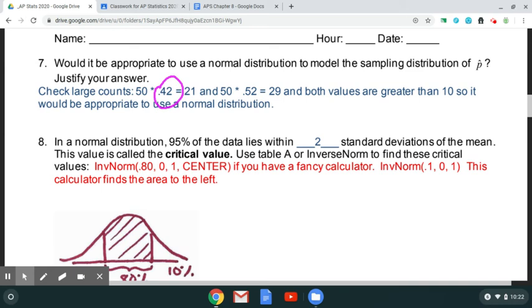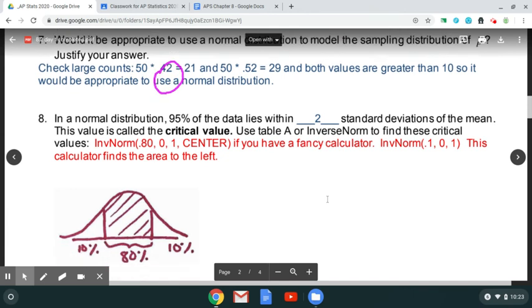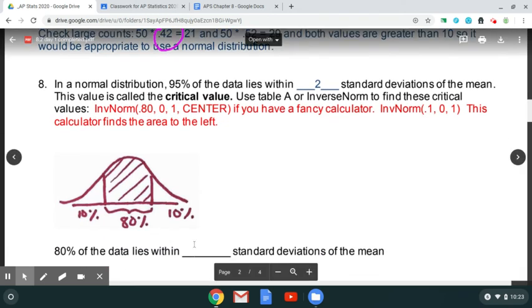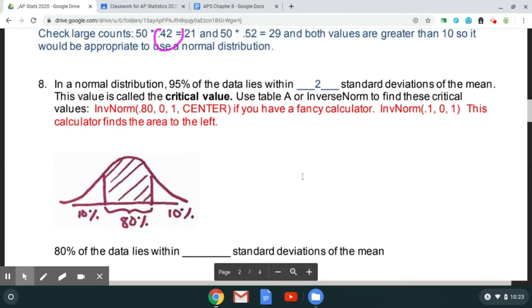Now, if you have the fancy calculator, you can set the shaded region to be the center. So you just type in 0.8. Why did I put 0.8? I think that's supposed to be 0.95. That is not 80, unless I'm doing some... Oh, no, I know what I'm doing. I'm doing this one down here: 80% of the data lies within blank standard deviations of the mean.